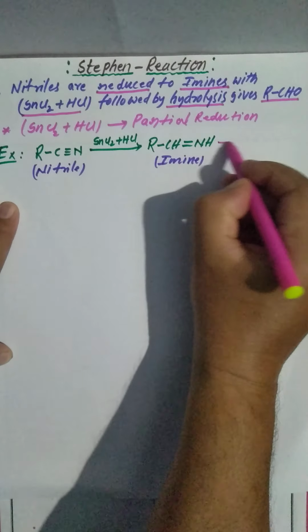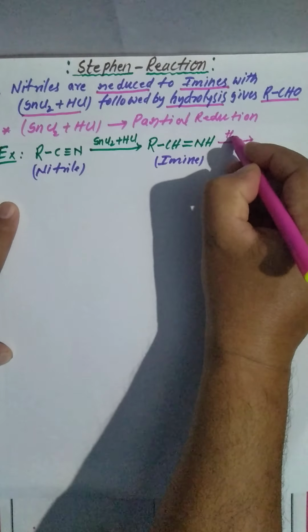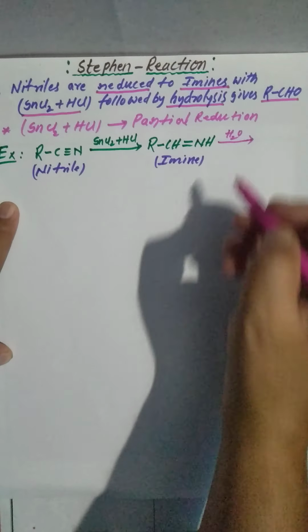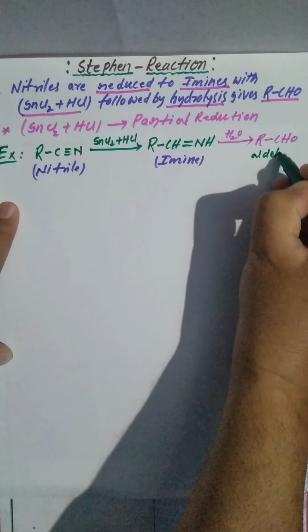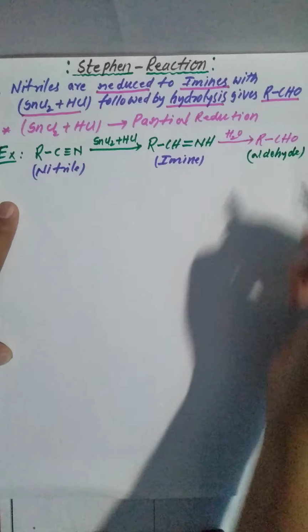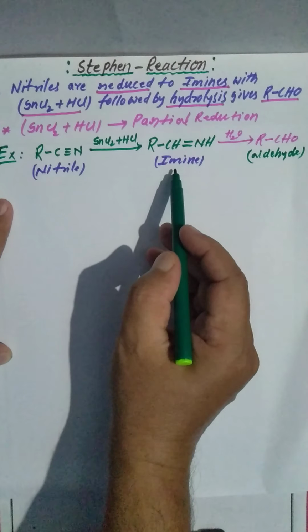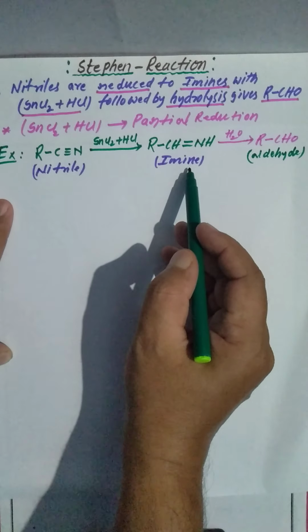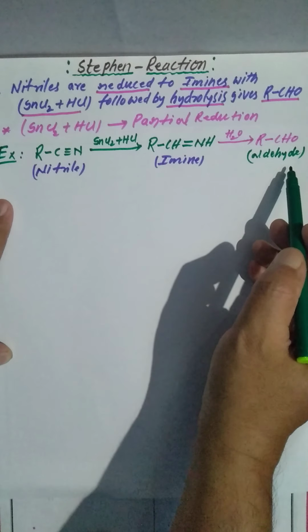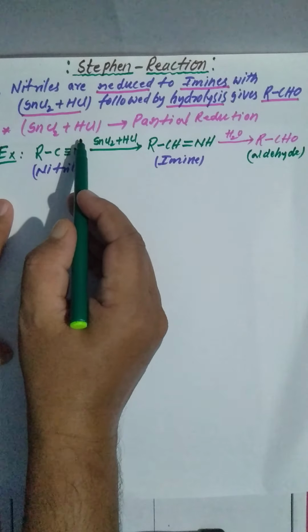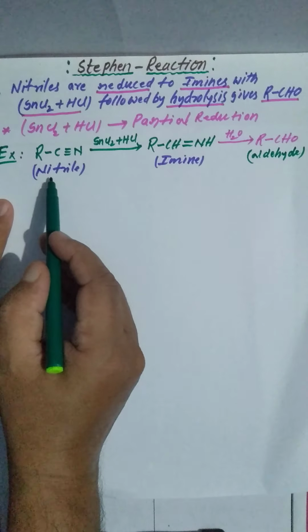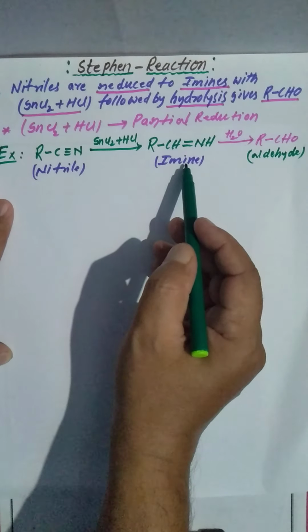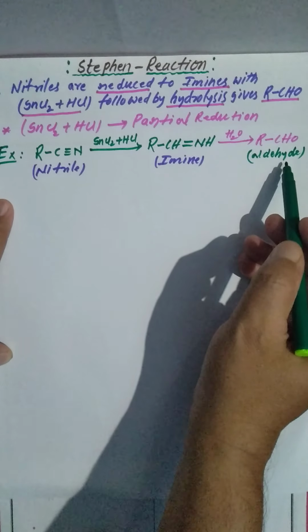And it is followed by hydrolysis. So what you are getting? Aldehydes you are getting. This is aldehyde. So nitriles are reduced to imine. Imines subjected to hydrolysis gives aldehyde. Stannous chloride HCl will not give directly aldehyde. Stannous chloride HCl reduce nitriles to imine only. Imine further hydrolysis you are getting aldehyde.